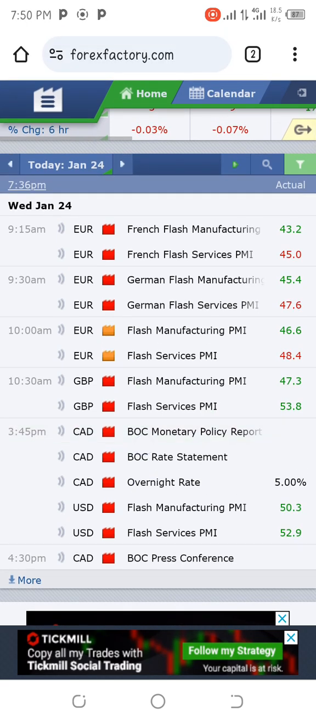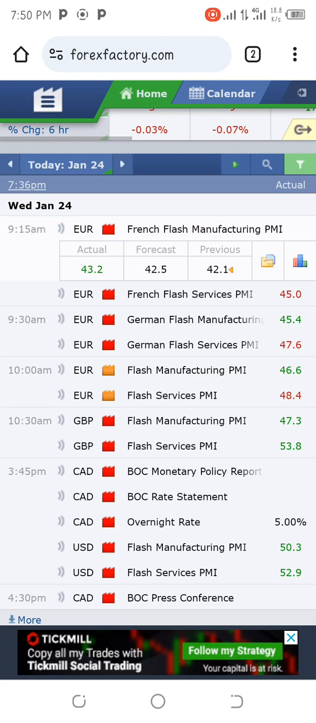For example, today alone, the French flash manufacturing index was released. If you notice, it came out positive, which is 43.2. When it's positive, it means it favors the euro pair. Now you can look at the forecast. The forecast was 42.5, so it came out above forecast, which means that people who traded this today really made money on this.